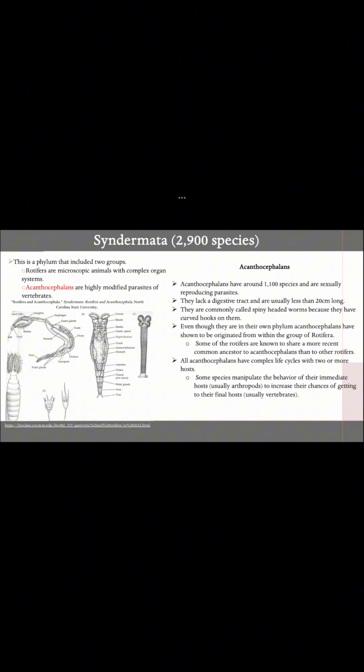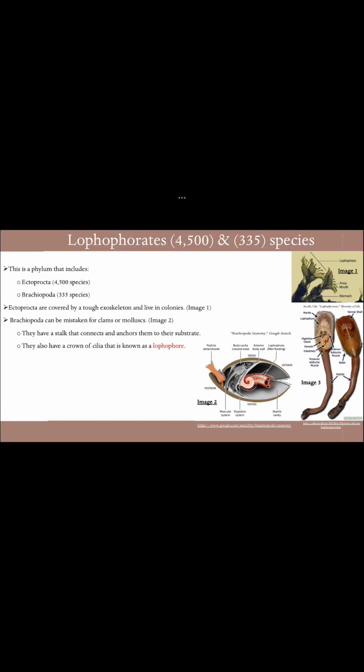Even though they are in their own phylum, acanthocephalans have been shown to have originated from within the group of Rotifera. All acanthocephalans have complex life cycles with two or more hosts. The next phylum is Lophophorates. This phylum includes Ectoprocta, which has 4,500 species, and Brachiopoda, which has 335 species.